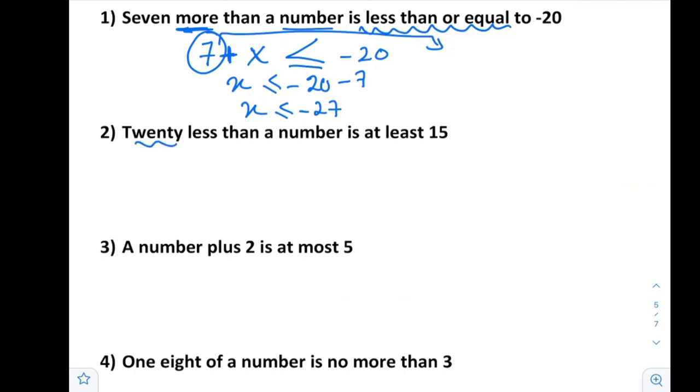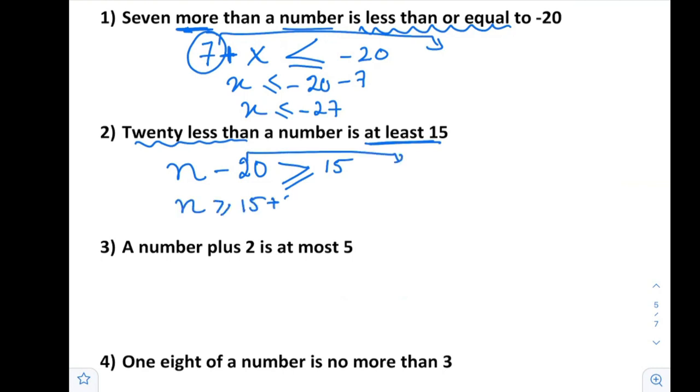Now, 20 less than a number. So we have a number n. 20 is less than that number. So we will write n minus 20 is at least 15. So it's more than or equal to 15. And we will solve it. It's a one-step inequality. So n is more than or equal to 35.